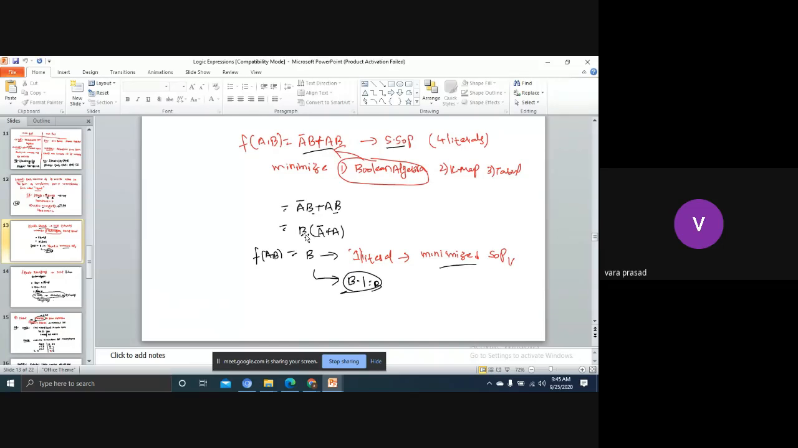By using Boolean algebra, in this one, what is common? B is common. If you take B common, A bar plus A is 1. Then f of A comma B is equal to B. That is a minimized expression. Why was the earlier one a standard expression? I already said that A, B are there, two product terms, and each product term consists of all input variables. Here A is missing. Here A is missing. And how many literals are there? Here 4 literals are there in standard SOP. In minimized SOP, how many literals are there? Only 1 literal is there.